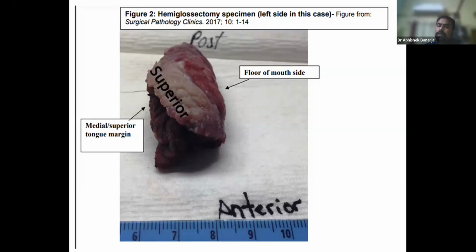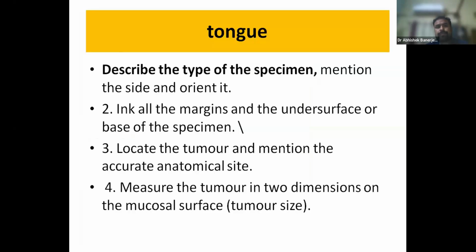And to all the postgraduates who are initially starting off with the practice, try inculcating a habit of reading articles and reading about what you are going to do, what you are going to see, what you are thinking about. So describe the type of specimen, ink the specimen, locate the tumor in the accurate anatomical site, and measure the tumor in 2 dimensions on the mucosal surface.